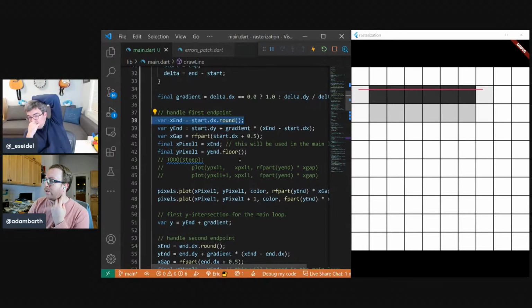Okay, and then what color did it? Is this really supposed to be x plus 0.5? Are we supposed to be drawing x pixel 1? I mean, this is what this does, right? The start x is like 0.4. You add 0.5 to it, you get 0.9. You take the RF part, which is 1 minus the F part. So 1 minus 0.9 is 0.1.